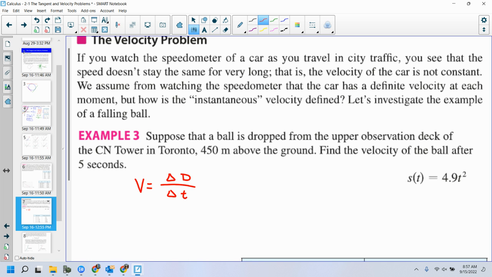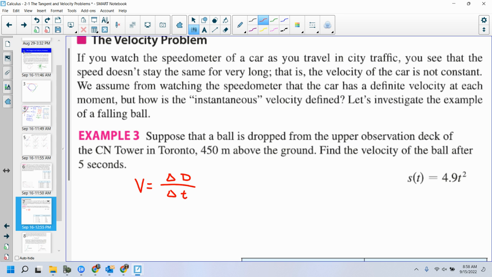Now, I think we should be a little bit particular about the wording. I don't love this: find the velocity of the ball after 5 seconds. I wish they would have said find the velocity of the ball at 5 seconds. That's what I would hope that they would say.